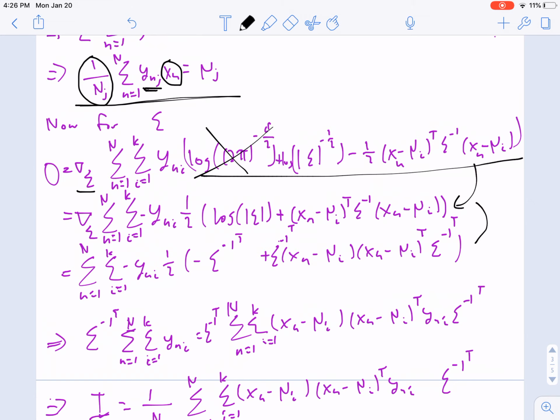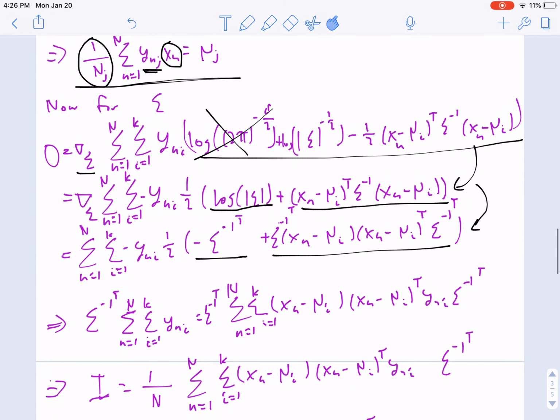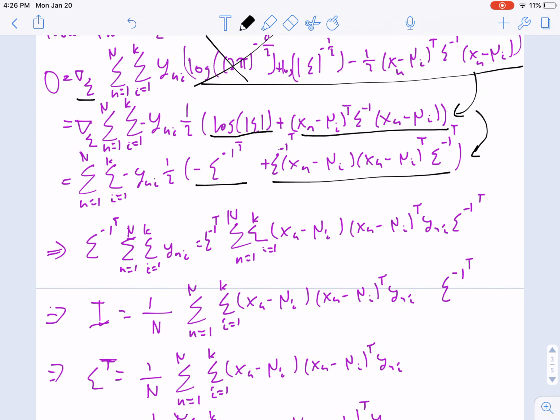Then I use matrix rules to get to this next step. So we evaluate the gradient, and the gradient of the log of the determinant of a matrix with respect to that matrix is just the inverse transpose of that matrix. And then the derivative of this with respect to sigma is this. These both follow from lines in the matrix cookbook, but again, there'll be a link on the screen for more explanation. Great. So now we're pretty well set up to just go ahead and solve for sigma.